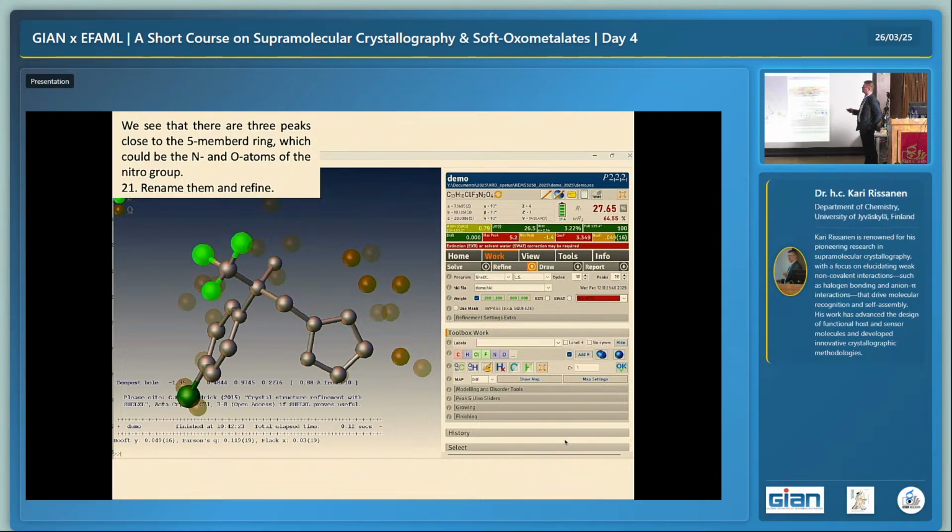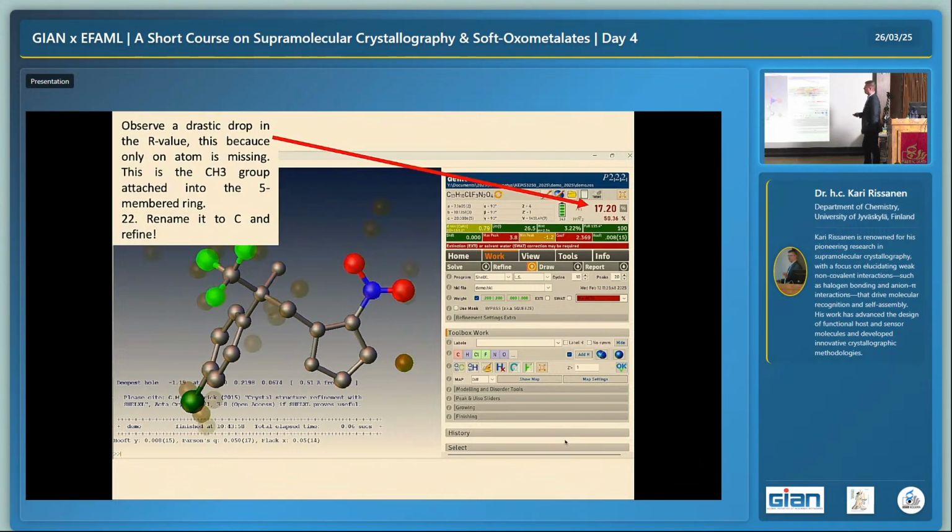So now we see that there are 3 peaks close to the 5-membered ring. It would be the nitrogen and O atoms, the nitro group. So here, this thing. So now what we do, we rename them. So this would be nitrogen and O atom. And the other O atom, we rename it using this one, and then click this refine. Now we have a nitro group. And look, this dropped to 17.